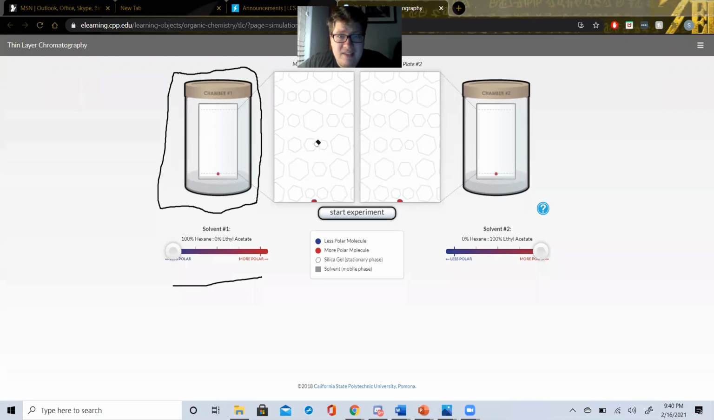Chromatography is telling us what is inside of something. Right now I have a mixture of polar and nonpolar molecules. Blue would be nonpolar, red would be polar. Silica, little tiny hexagons, is a highly polar substance, so the polar molecules adhere to it really well. The only way to get them to move is if my solvent is more polar than the silica. That's why down here it says the silica is a stationary phase, because it keeps things stationary while the liquid moves up. As you'll see, with 100% hexane, the polar molecules will not move up. With 100% ethyl acetate, they will move up. And you can see that as soon as I hit the start experiment button.